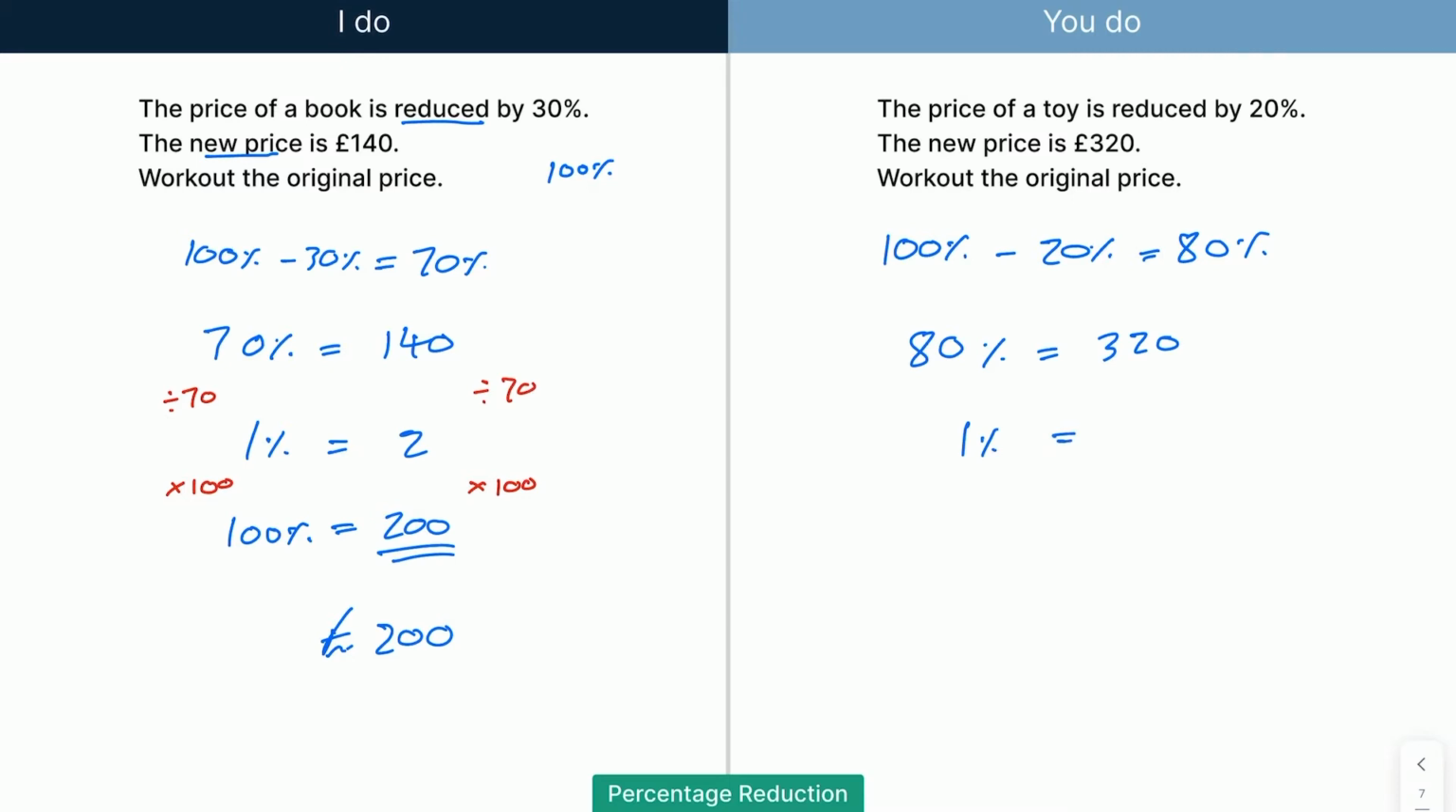So an easy way to do that is find 1% and then find 100%. So to find 1%, I'm just going to do 320 divided by 80. That gives me 4. And then I'm going to times each side by 100, and that gives me 400. So the final answer here is 400. And just for me to write that on, what I've done here is divided each side by 80. That gets me 1%, and then times each side by 100.